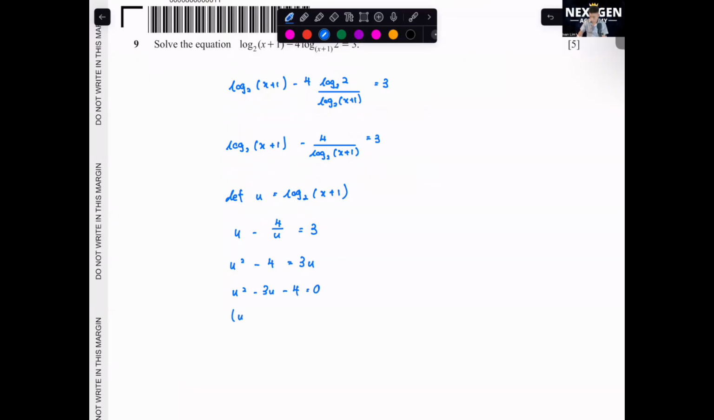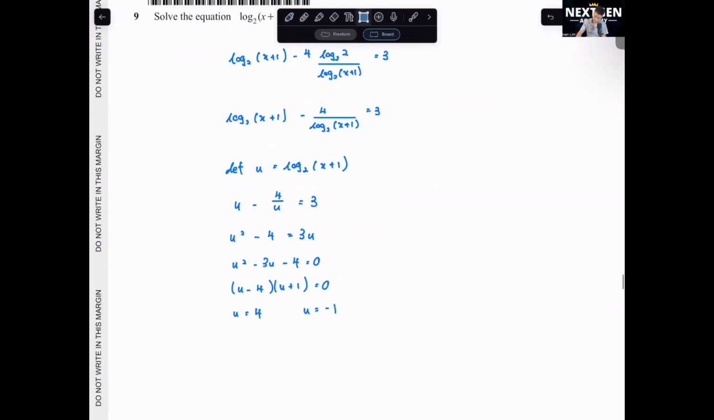And we'll get u minus 4, u plus 1 equals to 0. U is equals to 4, u is equals to -1. Okay, let's solve for both of these. We change the u back to log 2x plus 1 to solve for x.